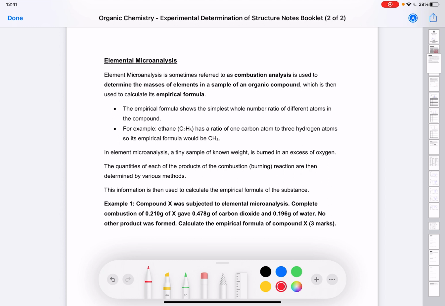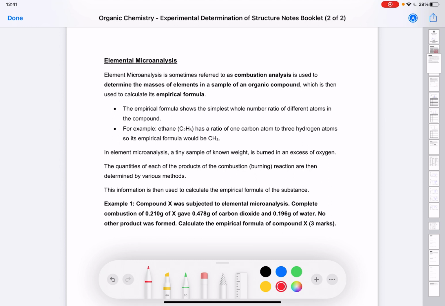If the compound also contains oxygen, then that's something that we need to look out for, because the oxygen won't react with the oxygen in the compound to form more oxygen. If the compound contains sulfur, the sulfur would react with the oxygen to form sulfur dioxide, and so on and so forth.